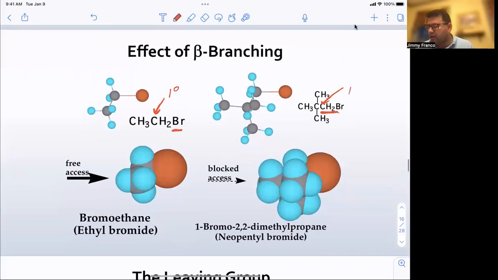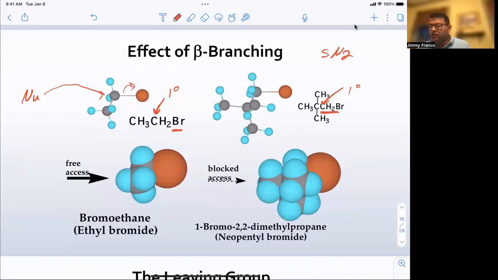It's also on a primary, so both of these are going to favor SN2. The difference is beta branching just means one away. And so here you just have a little carbon, so it's easy for my nucleophile to come in here and kick out.